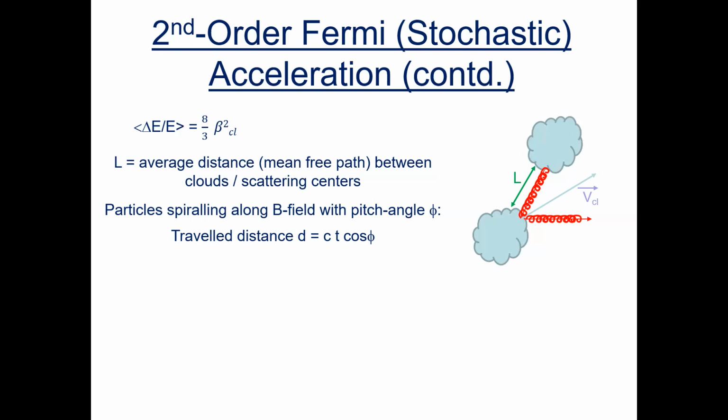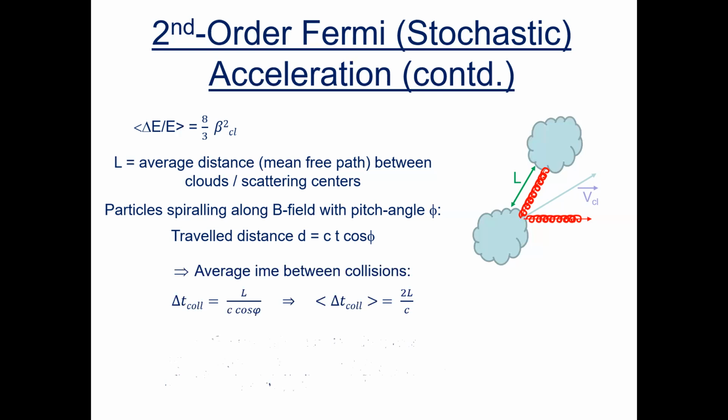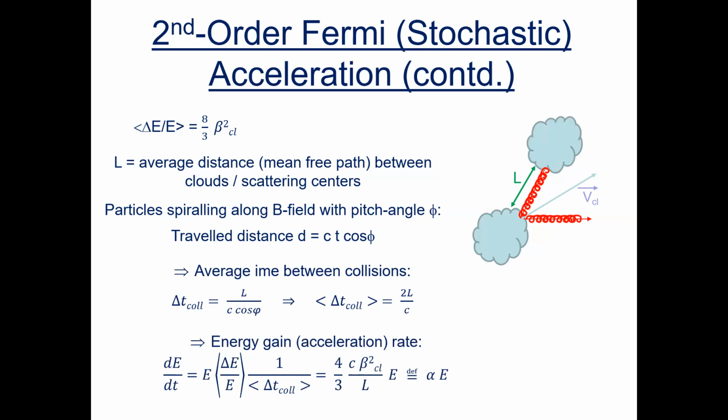Then the time to cross an average distance between clouds, L, which is directly related to the density of scattering centers, is just L over c cosine phi. You can average that over all angles easily, and that gets you just a factor of 2. Then we can easily calculate the energy gain rate. We know that delta E over E times E just gives you delta E over delta t. So what we find is something proportional to E times a factor alpha, and that is given by the expression there.